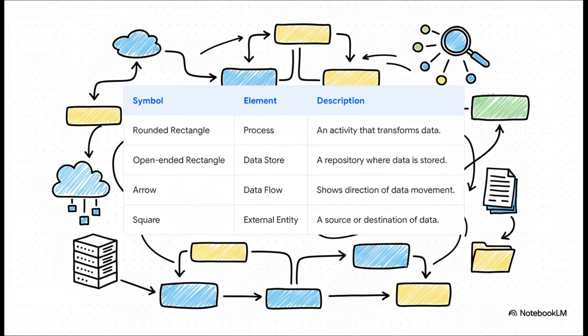And the best part is, a DFD uses a really simple visual language. See the squares? Those are the outsiders, like a customer, who either send data in or get data out. The rounded rectangles? Those are the action steps. That's where data gets changed somehow. Arrows just show which way the data is flowing. And these open-ended rectangles, just think of them as filing cabinets or databases, places where data gets stored. And that's pretty much it.